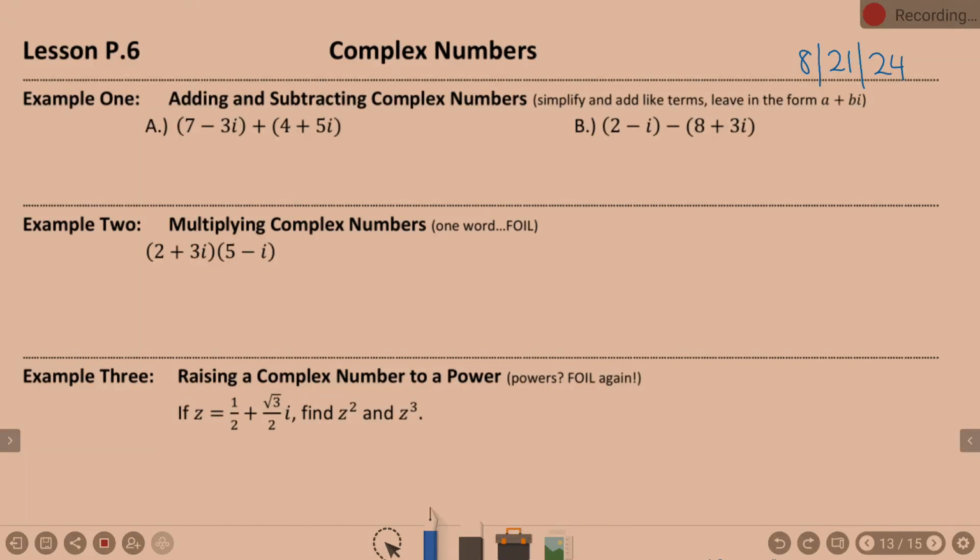How are you getting i squared? Okay, let's look at lesson... You don't have to FOIL.